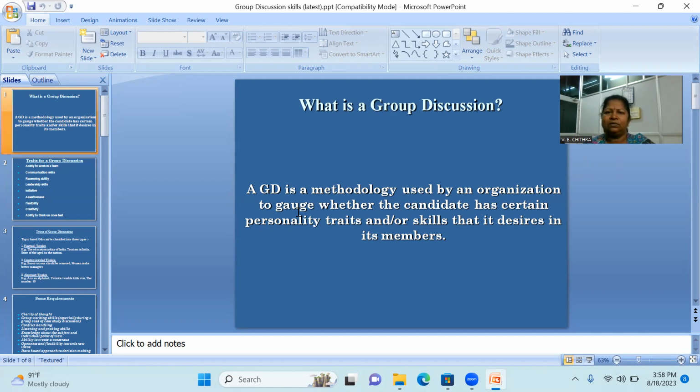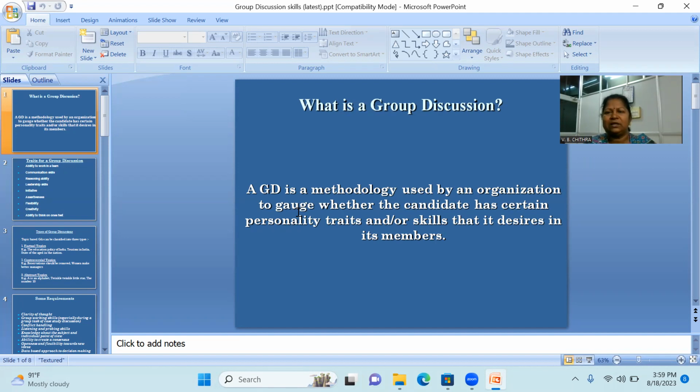In order to know that, they conduct group discussions or debates, so that these can help the candidate to elevate the personality traits which are essential for certain jobs, especially if you want to work in multinational companies. Okay. So a group discussion is nothing but a methodology used by any organization to look into the candidate's caliber in many fields, especially the personality traits.